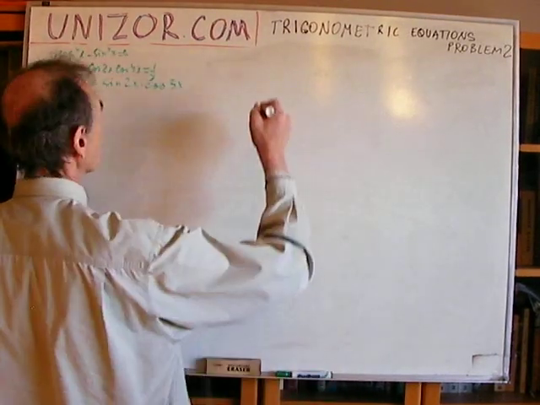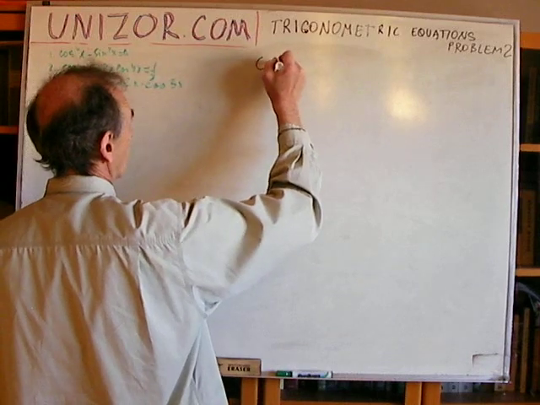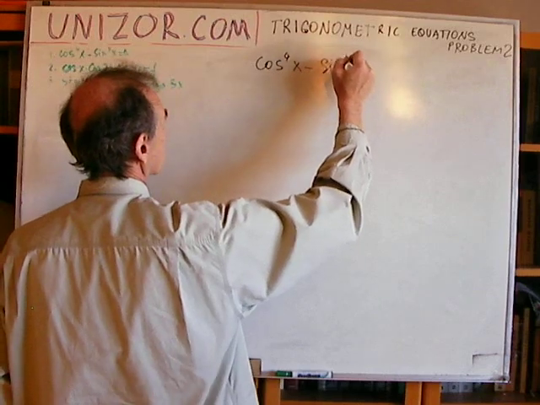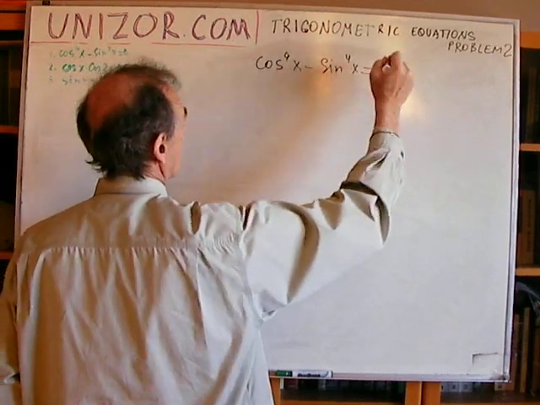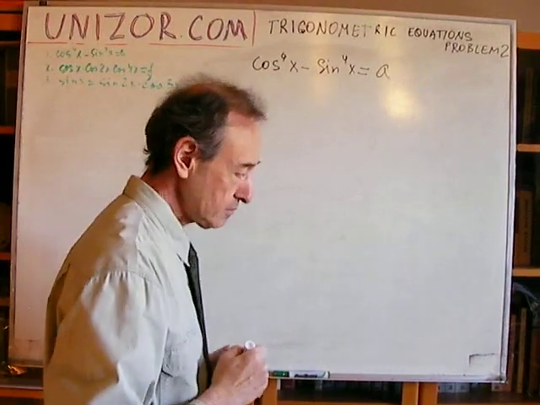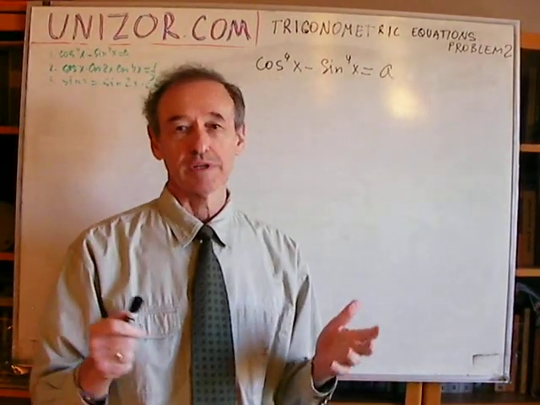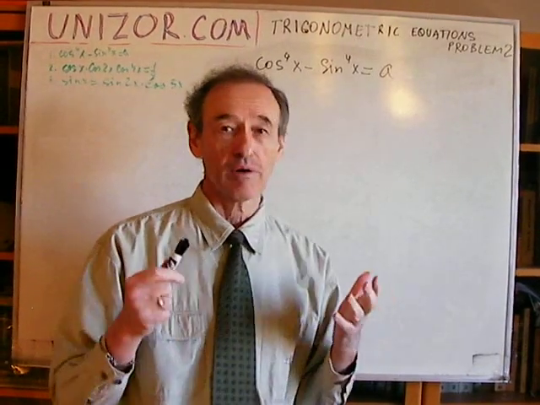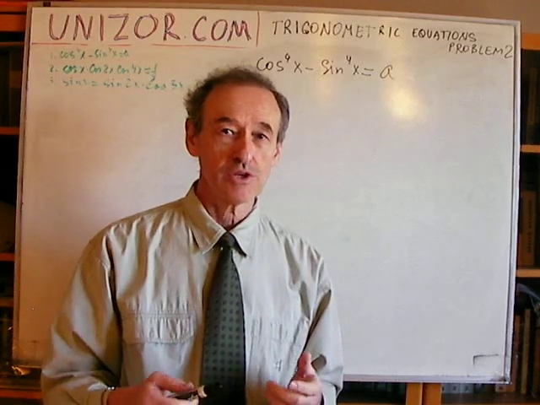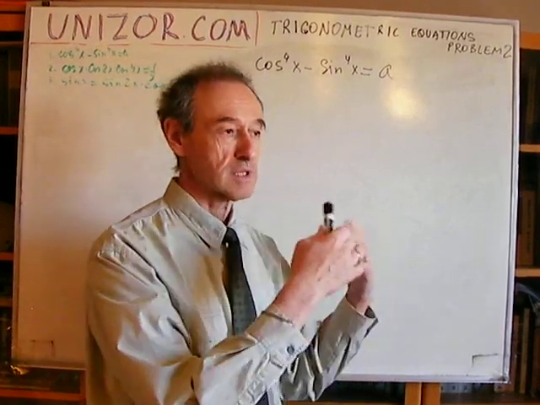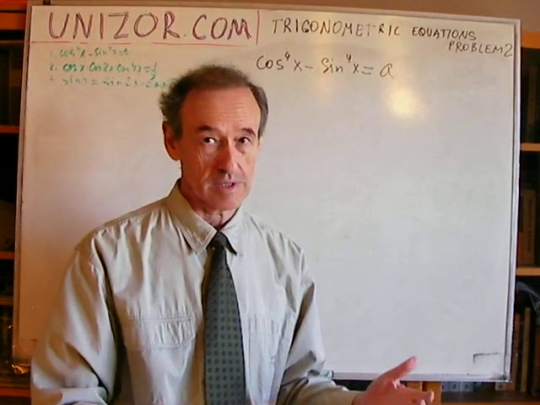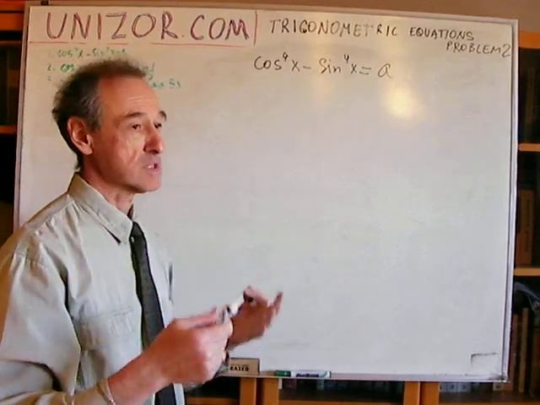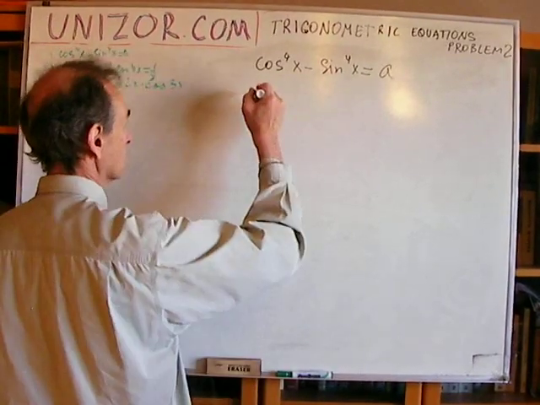Equation number one is very simple, actually. Cosine to the fourth degree x minus sine to the fourth degree x equals a. Well, it shouldn't really scare you, this fourth degree, because there are very simple transformations which you can use to basically reduce this equation to something very, very simple. And here it is. First of all, cosine to the fourth degree is cosine square, square, right? So that's what it is.